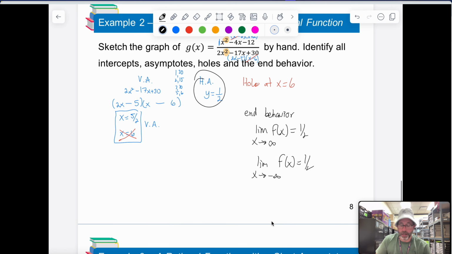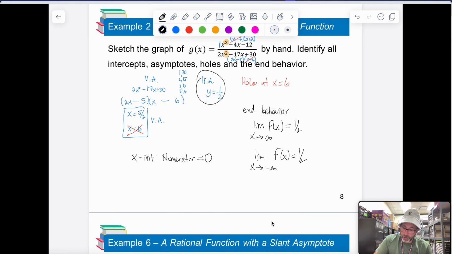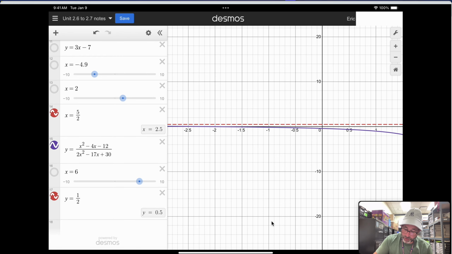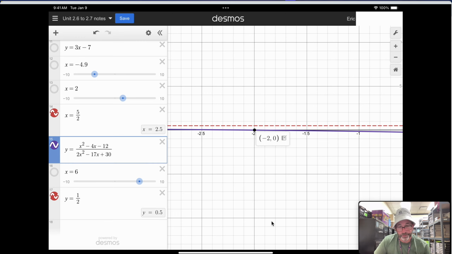Let's do the intercepts. The x-intercepts always happen when the numerator is equal to 0. So if we have x minus 6 and x plus 2 equal to 0, that x minus 6 got eliminated from the problem because it got wiped out by the denominator, which means we're simply going to have x is equal to -2. So -2, 0. If we look at our picture, I've got to zoom back out here, at -2 you'll see my graph crosses right there at -2, 0.